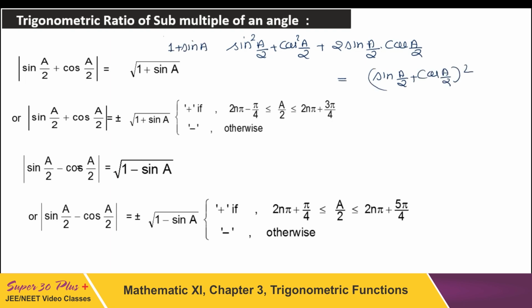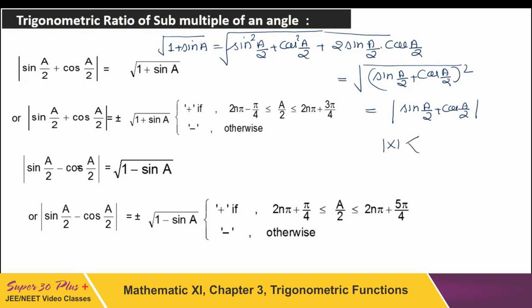If we introduce the square root here, then it will be the square root of this, and it will be the square root of this. What is the meaning of the square root of this? This is the mod of sin a/2 plus cos a/2. And similarly, we can find the mod of sin a/2 minus cos a/2, which is equal to the square root of 1 minus sin a. Now, as we know, what is the meaning of mod x? Mod x is positive when x is greater than or equal to 0, and it is negative when x is less than 0. Now we are going to simplify this mod here.